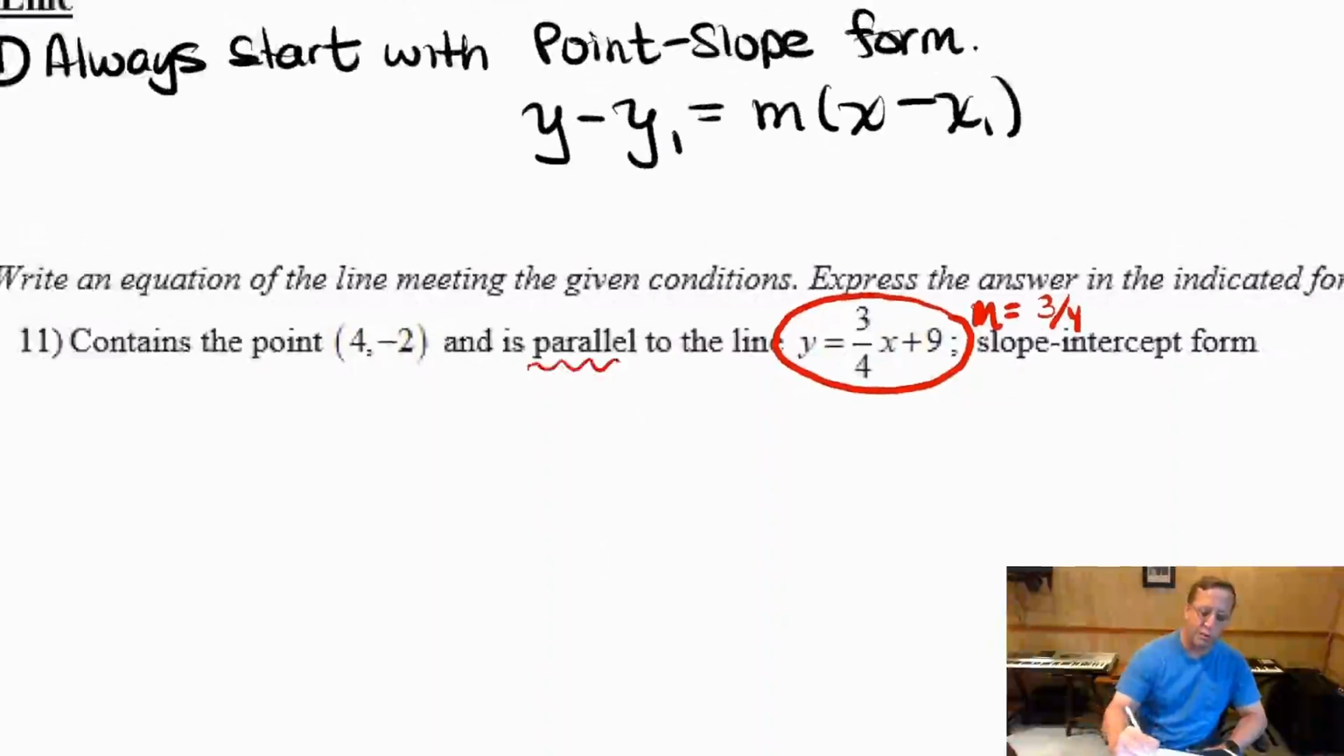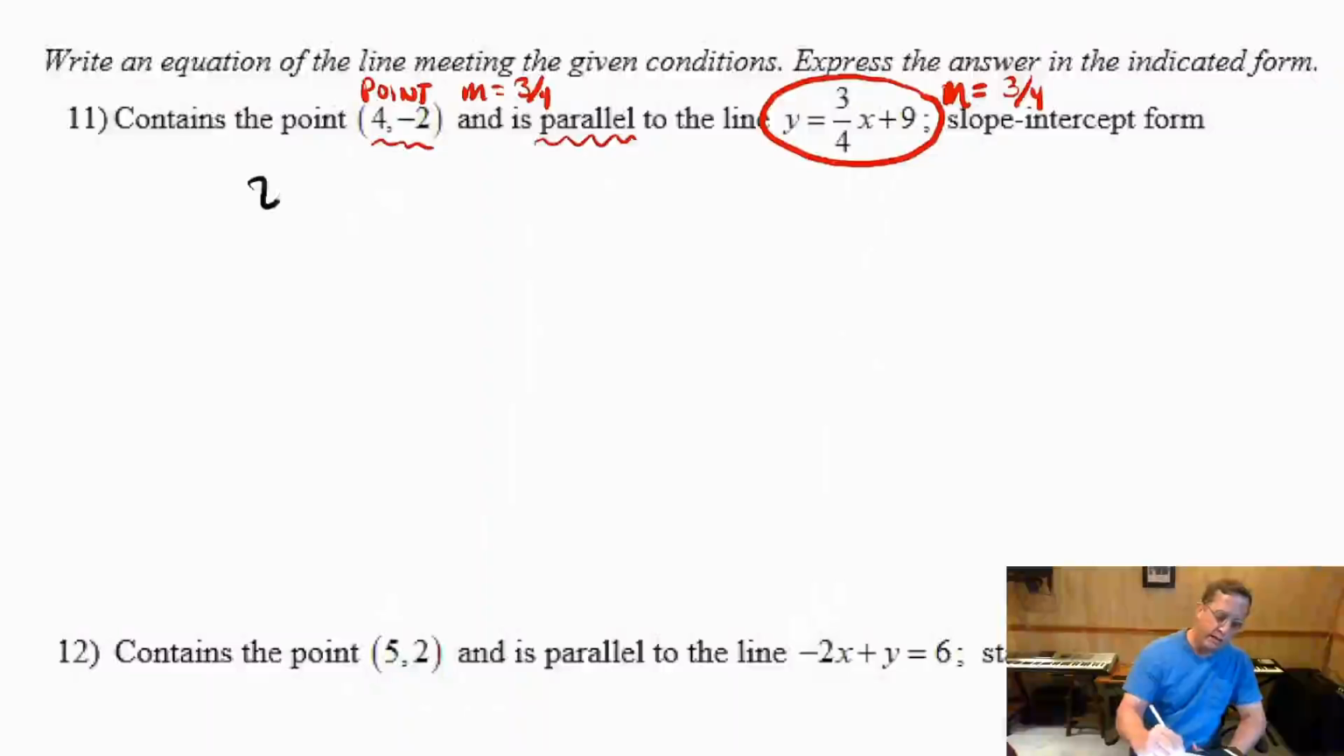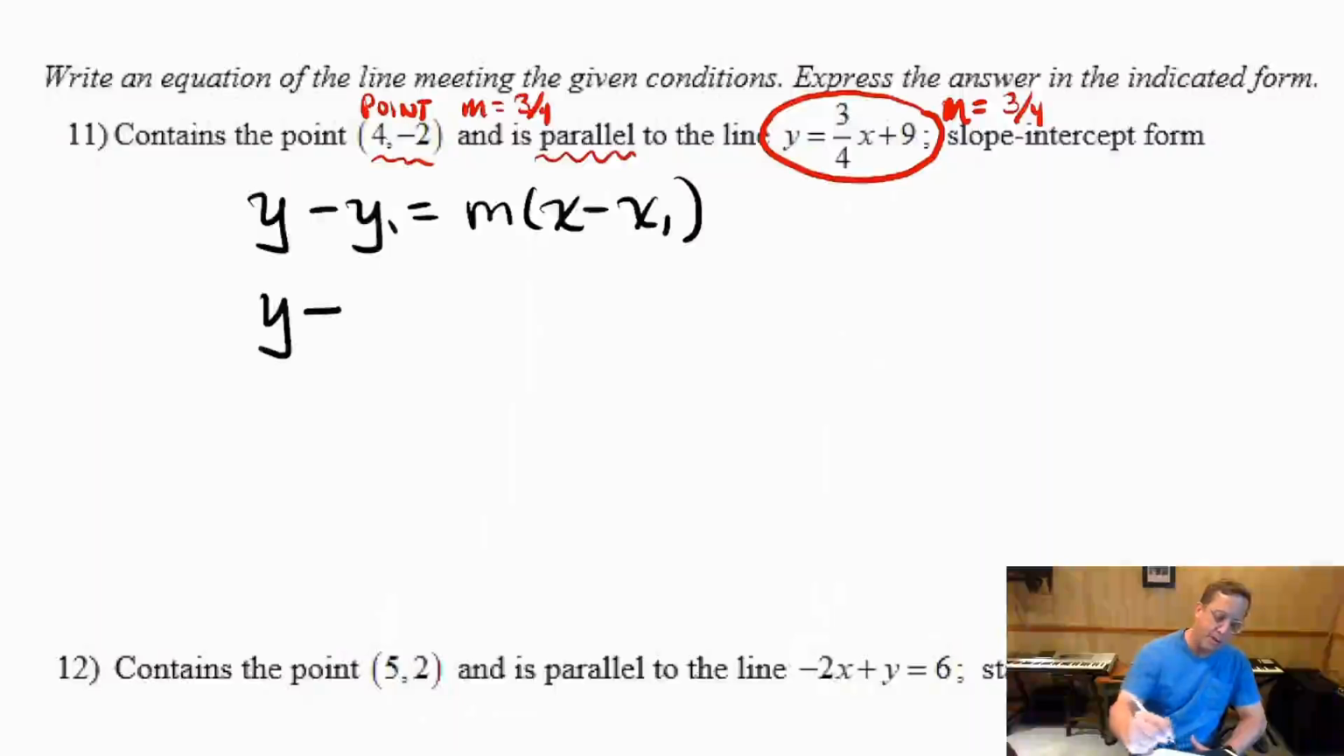And since we're doing something that's parallel, we want to use the same slope. So we've got our point right here, and we know that our slope is 3/4. All right, so let's start with that point slope form. We're going to do y minus, and then the y is -2, equals, and then we're going to put 3/4 in there. 3/4 times x minus, and our first x is 4.